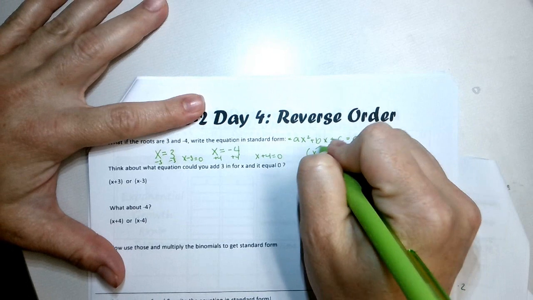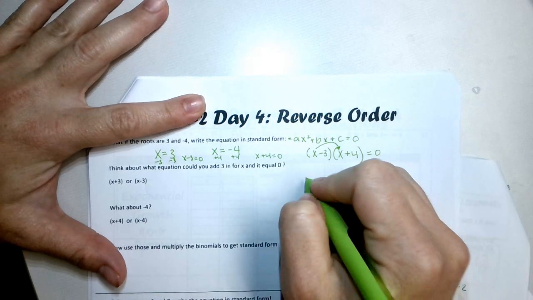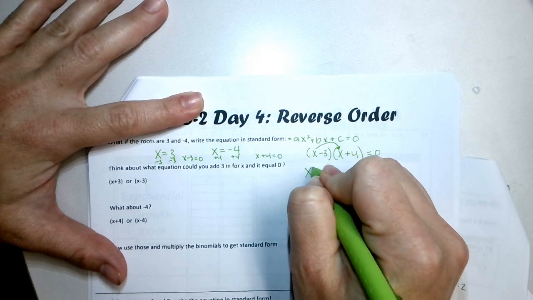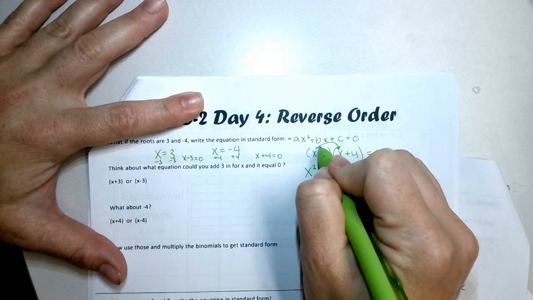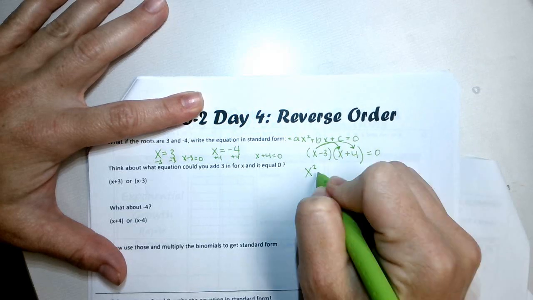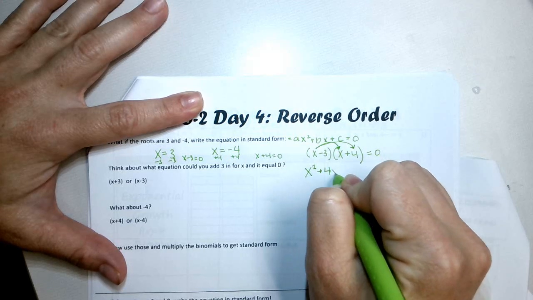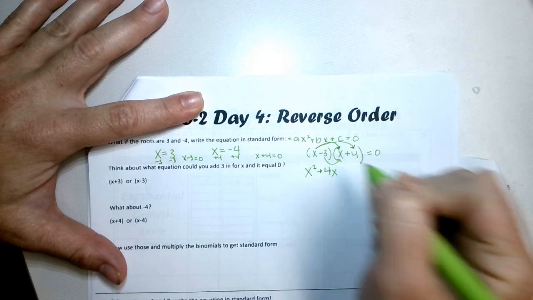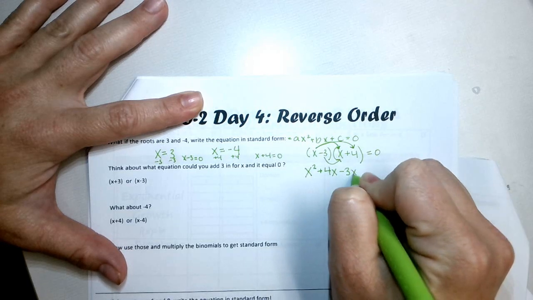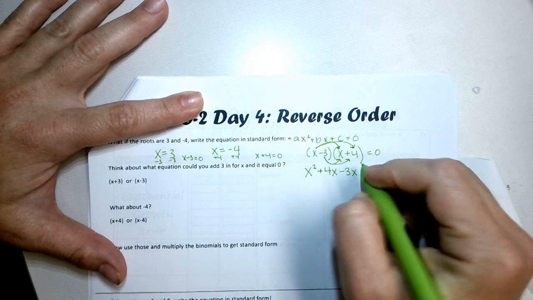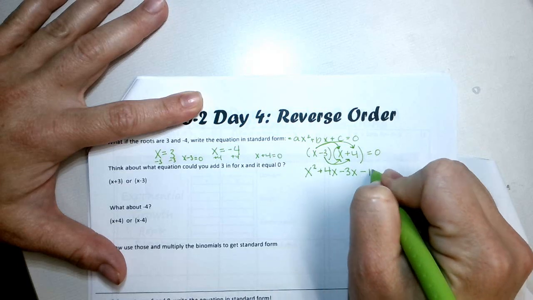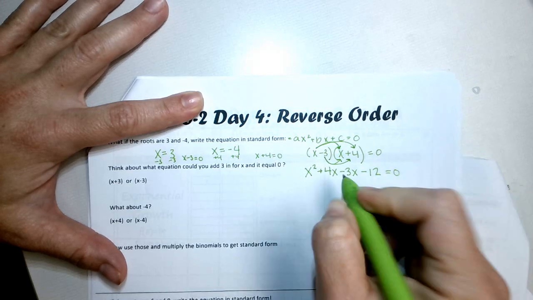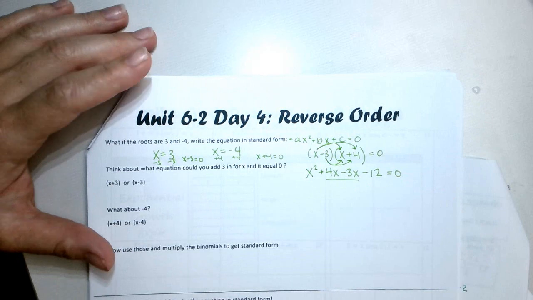What's x times x? X squared. What's x times 4? 4x. Negative 3 times x? Negative 3x. And what's negative 3 times 4? Negative, I don't know, 12. Now remember, when you double distribute, the middle two terms are almost always alike.